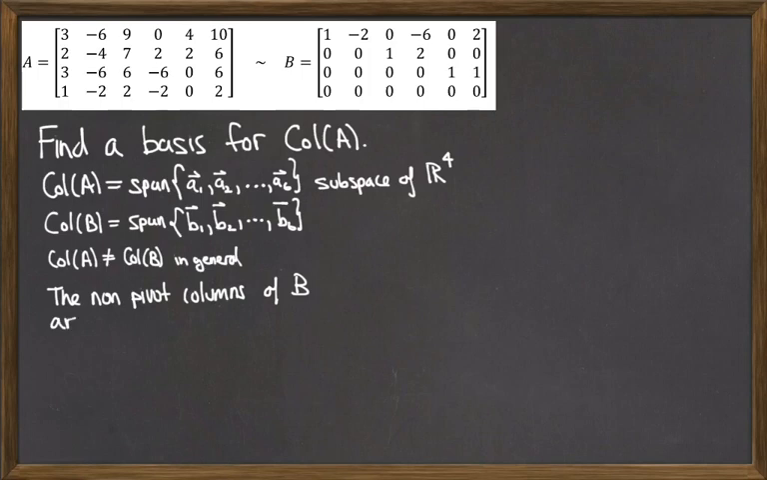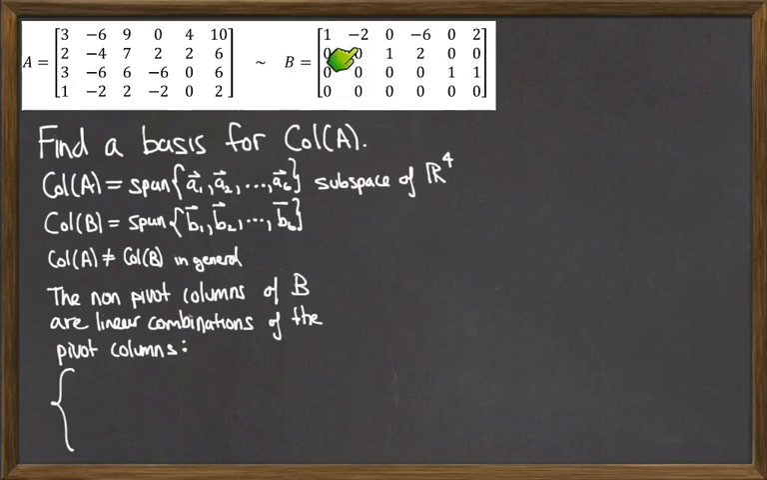We will focus first on the column space of B because it's in row-reduced form, and the key observation here is that the non-pivot columns of B, so the columns that don't have pivots in them, are linear combinations of the columns that do have the pivots in them. To illustrate this, I see the first non-pivot column here is B2, and the fact that its only entry is -2 and the rest are 0 tells me I can take -2 times the first column, which is a pivot column. So I can write B2 in terms of B1. B2 is -2 times B1.